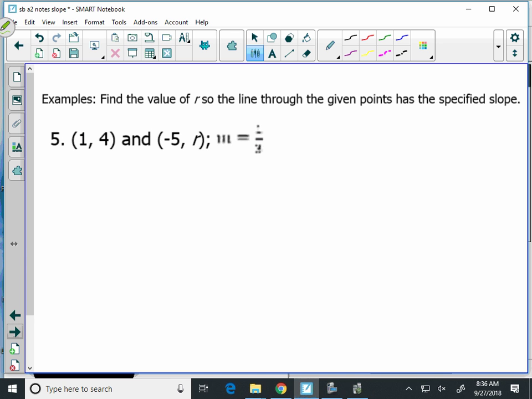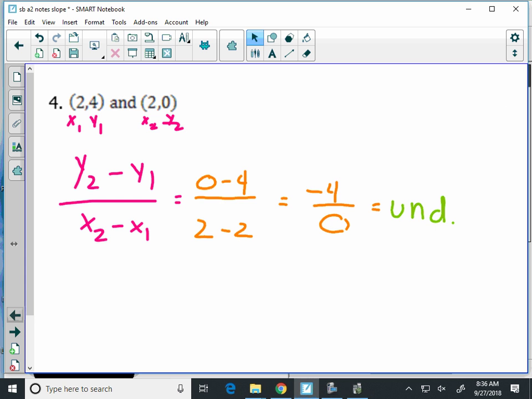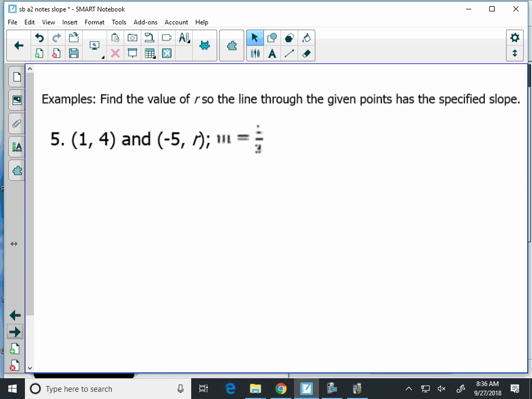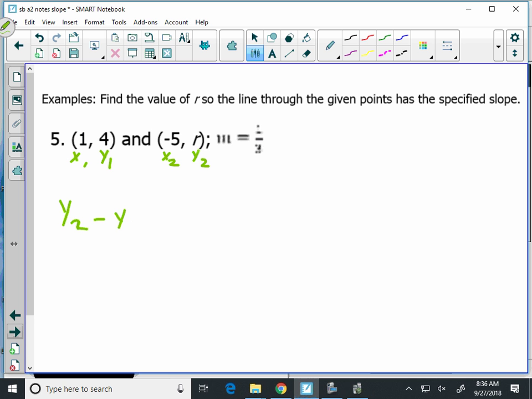So this might be a little different than what you did in Algebra 1, but it's not too bad. You're kind of pros at slope by now. It says find the value of r so that the line through the given point has the specified slope. On the previous ones, we were given the points and had to find the slope. And on these, we were given the slope and part of the points, and we had to find one of the missing values. Okay? So we're going to set it up the same exact way. We just have to set it as an equation. x1, y1, x2, y2. And we're still using that slope formula.